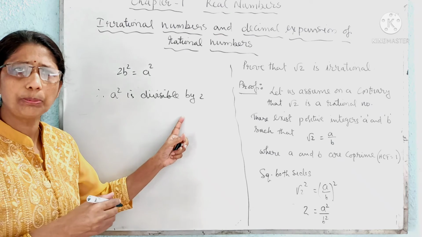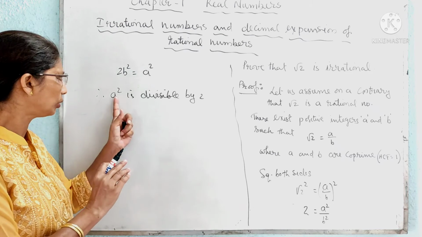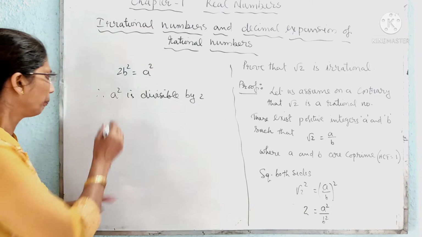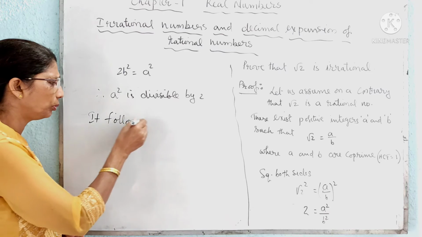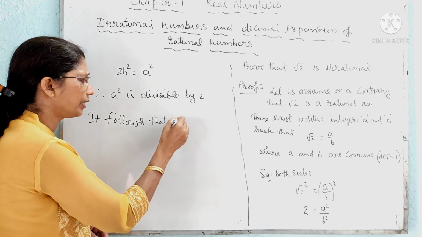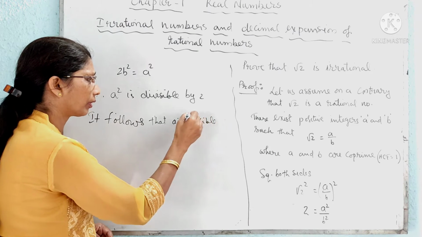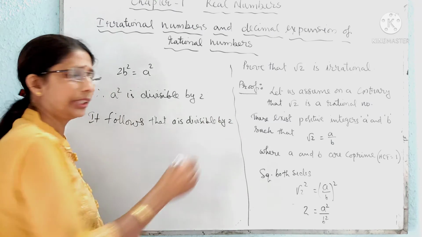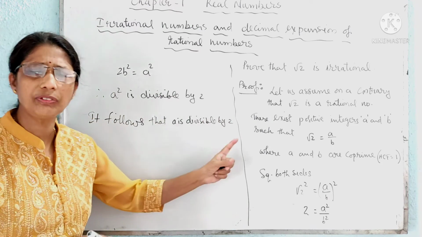A square is divisible by 2. हमने previously एक theorem देखा था. A square divisible by 2 है तो it follows that A is divisible by 2. A डिविजिबल हो गया तो A स्क्वायर डिविजिबल है तो A भी डिविजिबल हो गया.